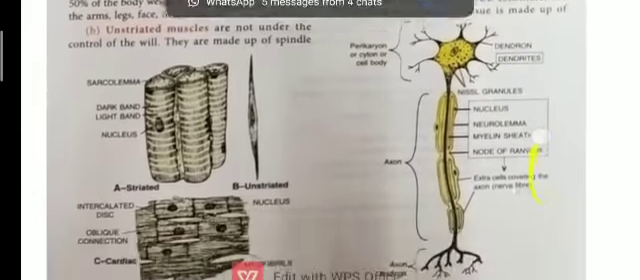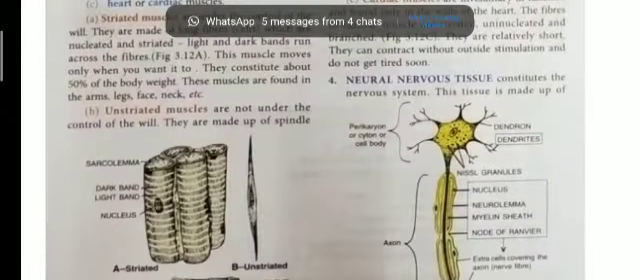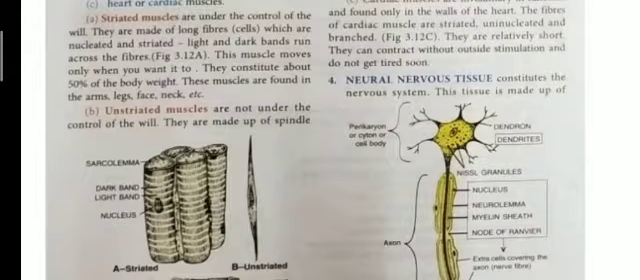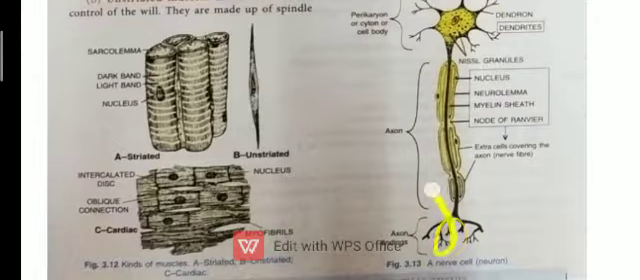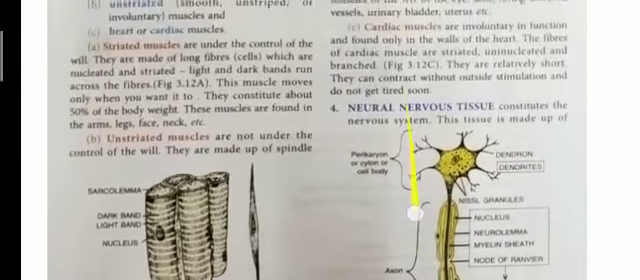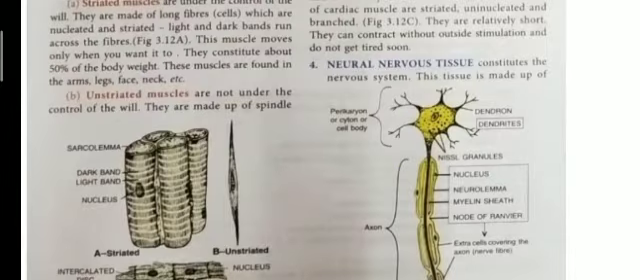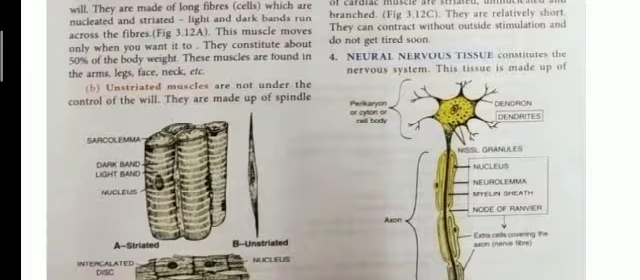Fourth one is nervous tissue. We know that this tissue forms the brain, and it is made up of nerve cells. The picture is also given: cyton, dendrites, and axon, axon endings, you can see. In the center it has the nucleus, and the cyton is also called perikaryon.